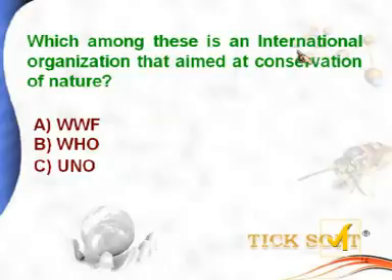Which among these is an international organization that aims at conservation of nature? The options are option A, WWF. The expansion for WWF is World Wildlife Fund. And option B, WHO, that is World Health Organization. And option C, UNO, United Nations Organization. And here, what is the answer? Among these three, which aims at conserving nature? That is WWF, World Wildlife Fund. Okay, so option A is the answer.